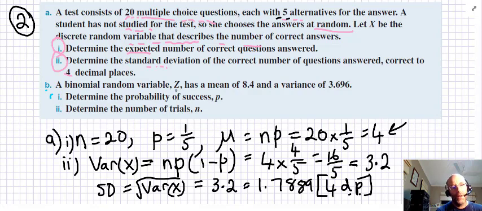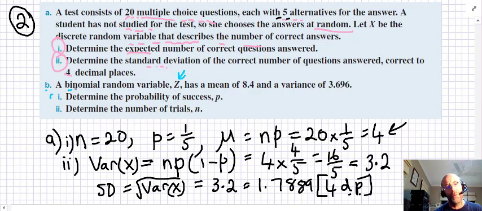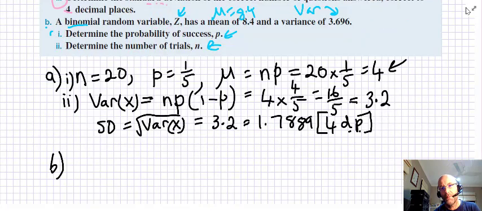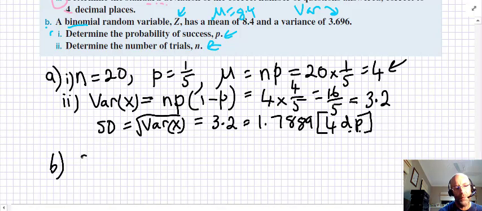Lastly, they're just trying to make you be a bit more flexible here: a random binomial. We're told it's a binomial random variable z. Just get used to different symbols. We're given the mean, which is 8.4, and the variance is 3.696, and we've got to do something a little bit different here. We've got to determine the probability p and then the number of trials. So this one's a bit juicier. We're given the mean, and the mean is n times p, so 8.4, this is part 1, 8.4 is n times p. We don't know n, we don't know p, we've got to find them.